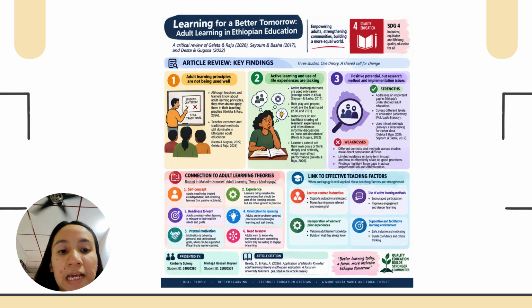So, as HRD practitioners and educators, how do we fix this? I will hand this time over to Minhajul to walk us through the practical solutions.